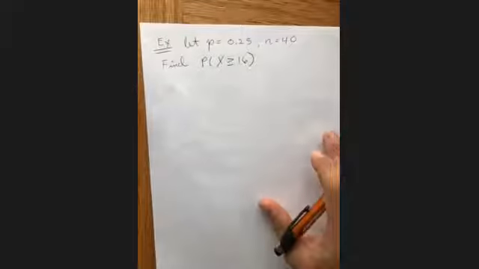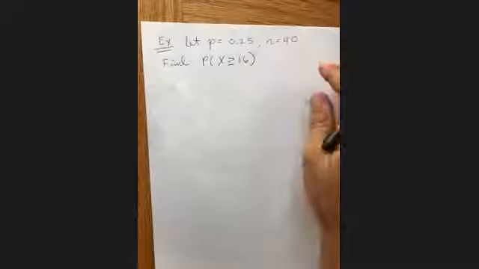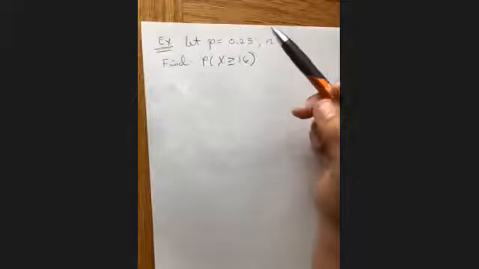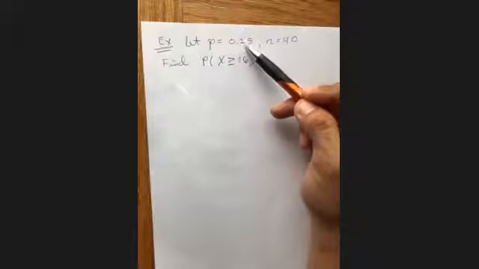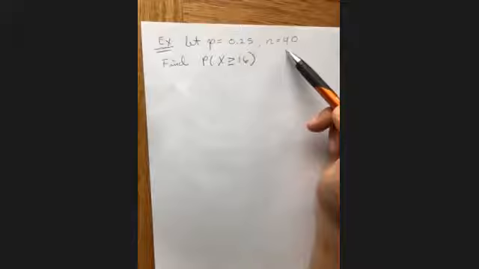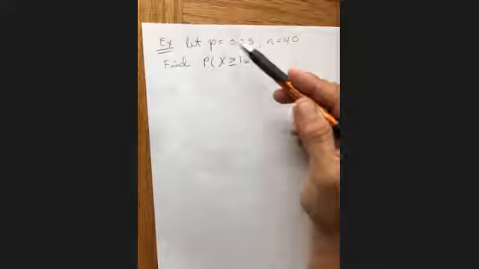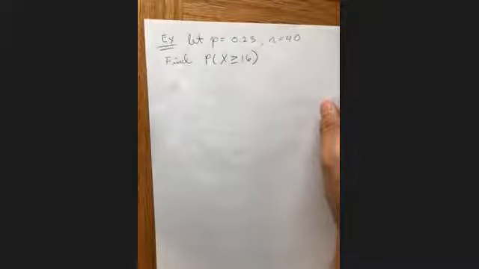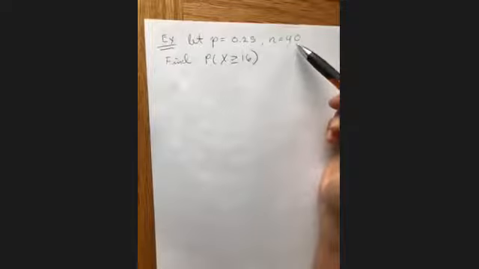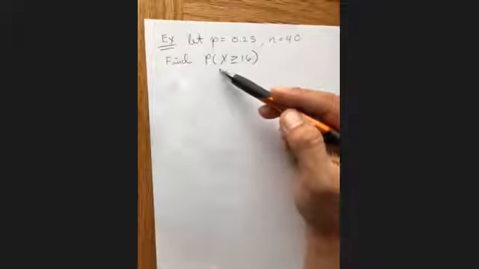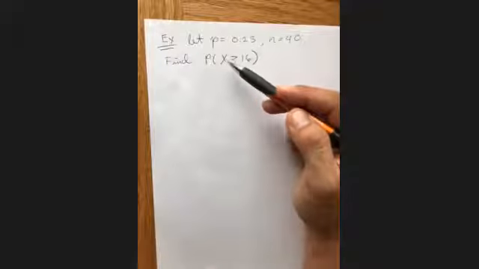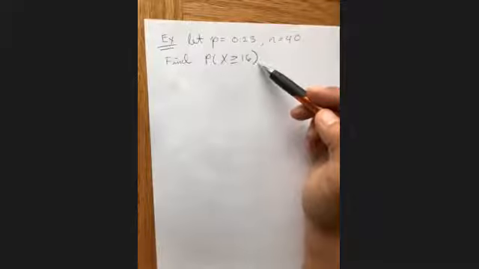So in this case, I'm going to take away all the words. We're not going to worry about what the context is. I'm just going to tell you what the probability of success is, how many trials there are, and what is the probability that you want to compute. Okay. So we know the probability of success is 0.25, and we have 40 trials, and we're interested in what is the probability that x is greater than or equal to 16.